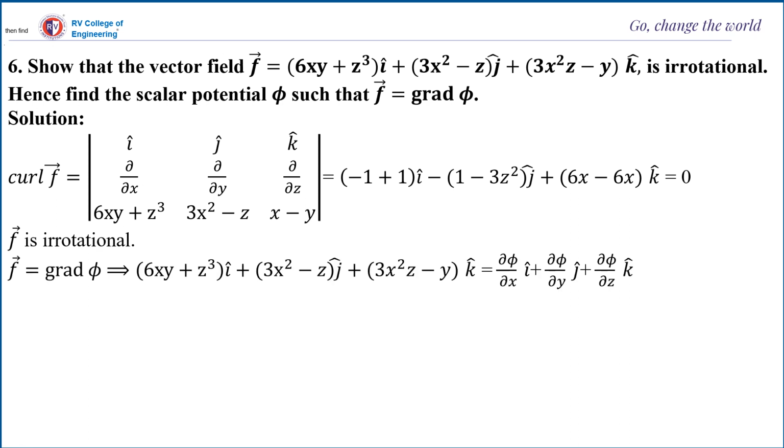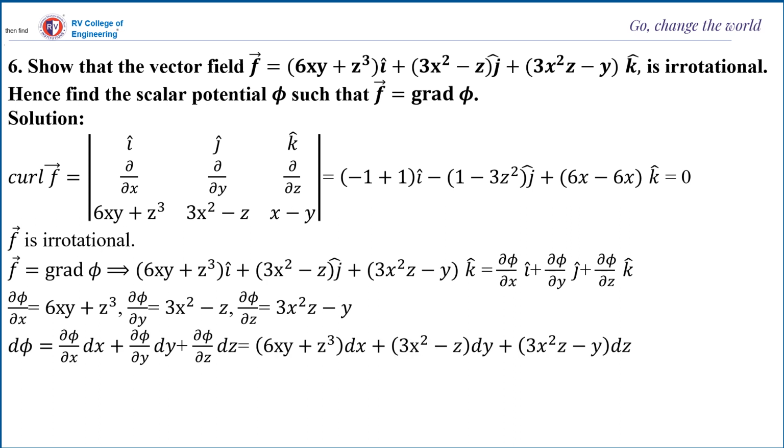On comparing f with gradient of phi, which is nothing but dou phi by dou x i plus dou phi by dou y j plus dou phi by dou z k, and on comparing i j k components, we get dou phi by dou x is equal to 6xy plus z cube, dou phi by dou y is equal to 3x square minus z, dou phi by dou z is equal to 3x square z minus y.